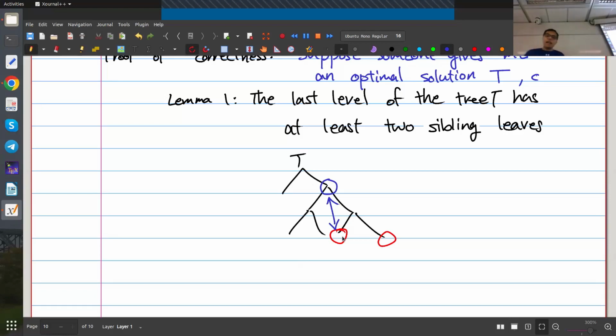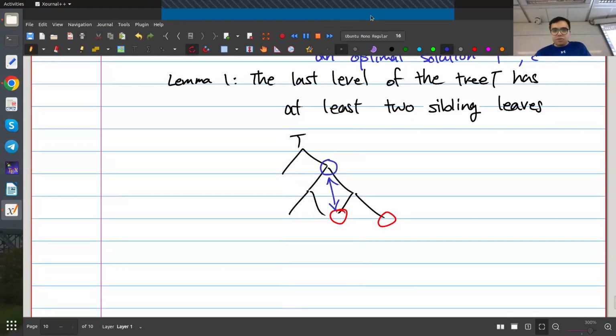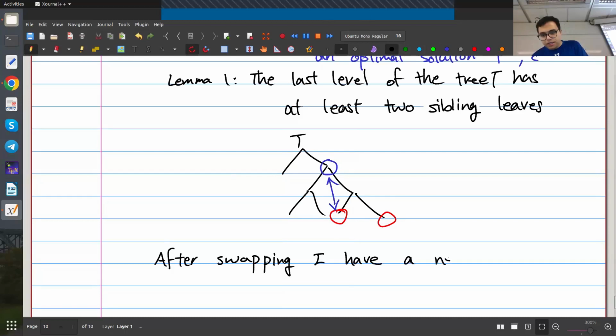So I can say I take this optimal solution that someone else gave me, and I swap all of these so that I now have a new optimal solution. So I'm going to say after swapping, I have a new optimal solution, new optimal tree. Let's call this new optimal tree T prime.